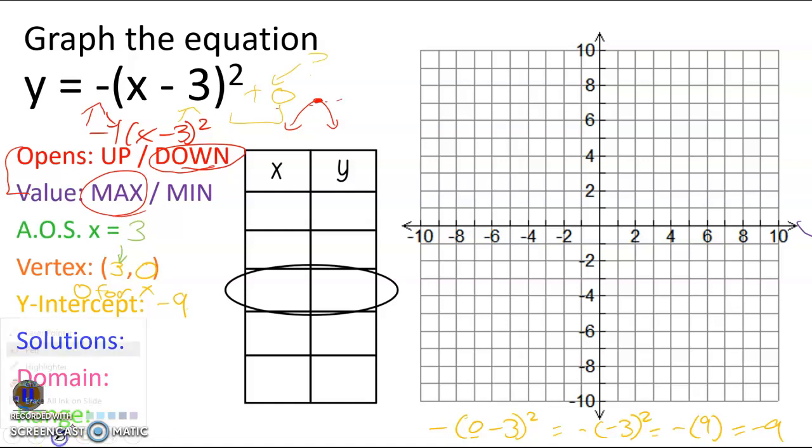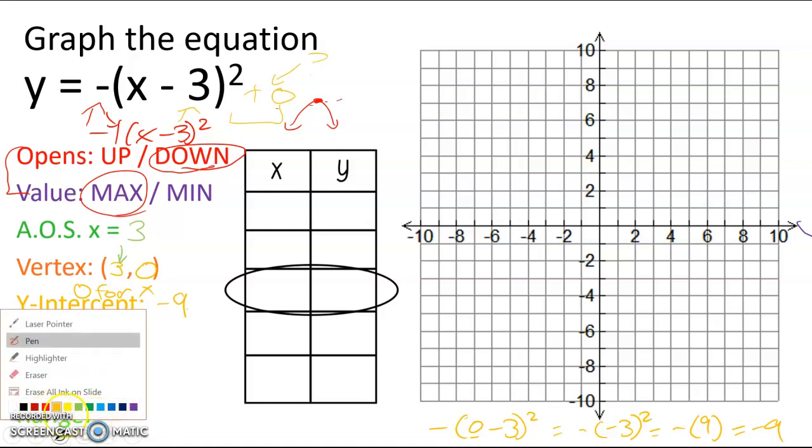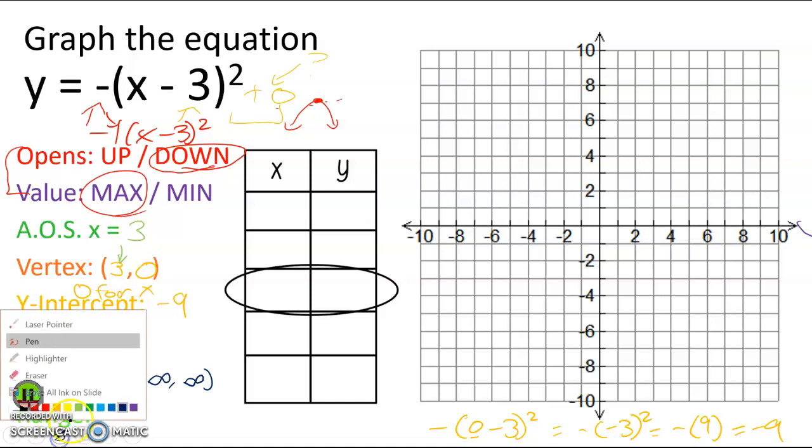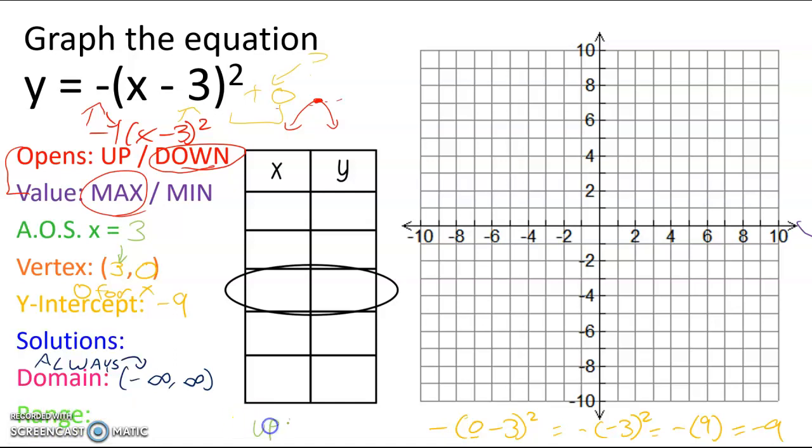Domain and range. Again, skipping solutions for right now to do domain and range. Do this one right here. So domain, always negative infinity to infinity, never changes. Or even write the word always right there. Range, up or down, y value vertex. Two things I'm looking at there. And again, up is positive infinity, down is negative infinity.